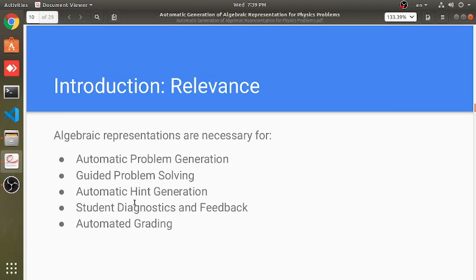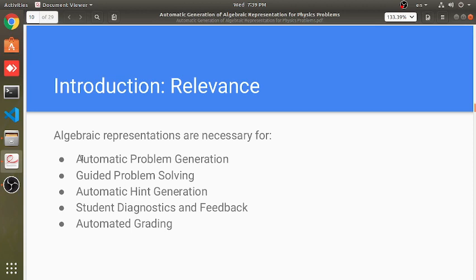So then we'll discuss the different relevance of this particular algebraic representation. Why is it important? This can be important because there are several applications like automatic problem generation, guided problem solving, automatic hint generation, student diagnostic and feedback, and automatic grading.